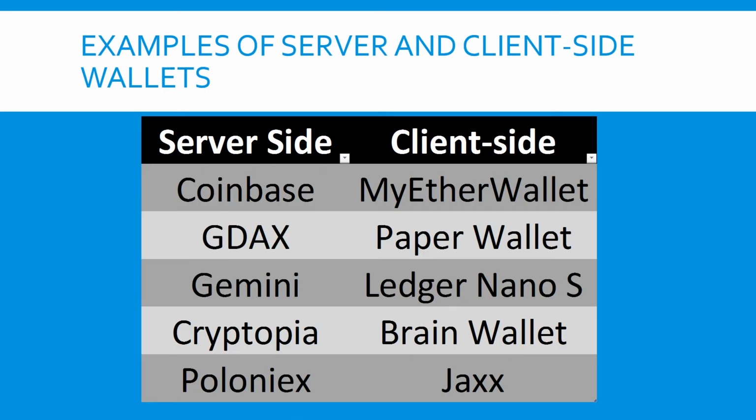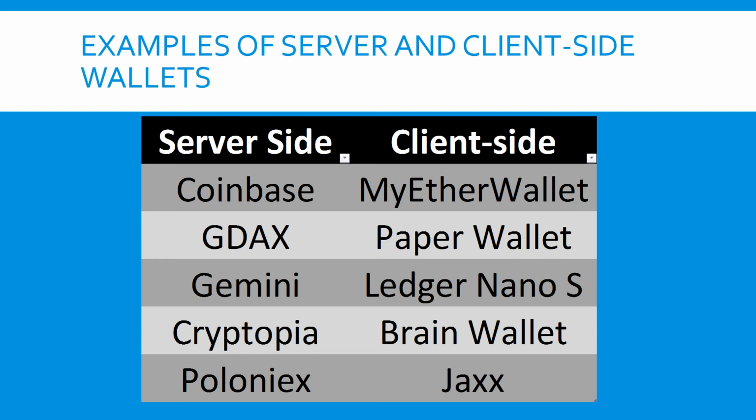I've listed out examples of server-side and client-side wallets. Server-side wallets, you'll recognize a lot of the names here. So Coinbase, that's an exchange that also has wallets. Any exchange will have their own wallets. Those wallets aren't as secure because they're server-side. So you can have those wallets on Coinbase. You can have them on GDAX, which is just the exchange that Coinbase is built on top of. You can have them in Gemini. You can have them on some of the smaller exchanges like Cryptopia and Poloniex.